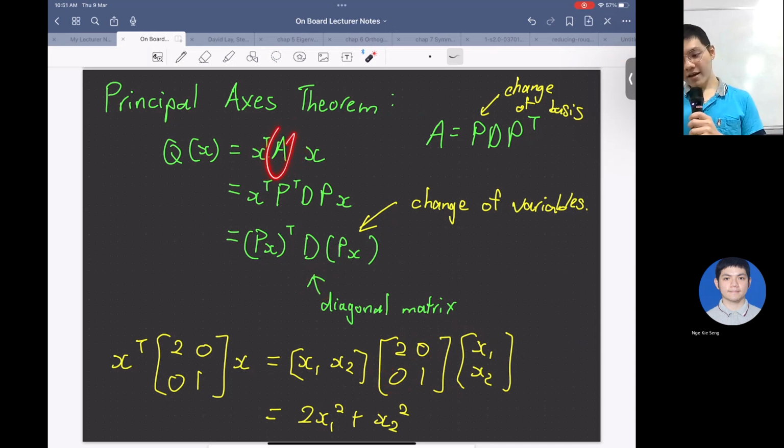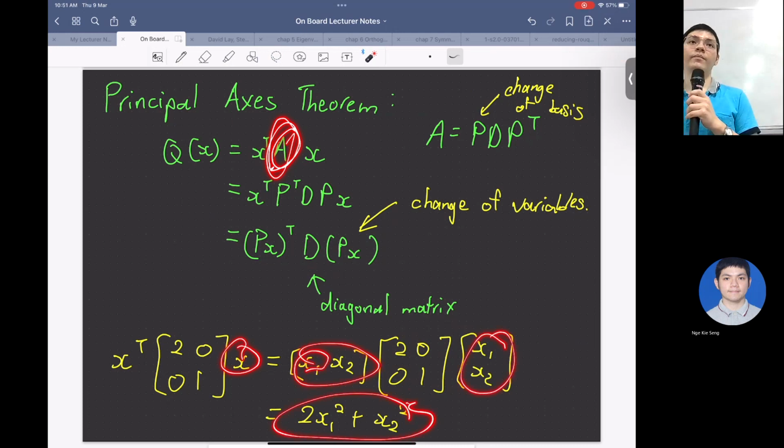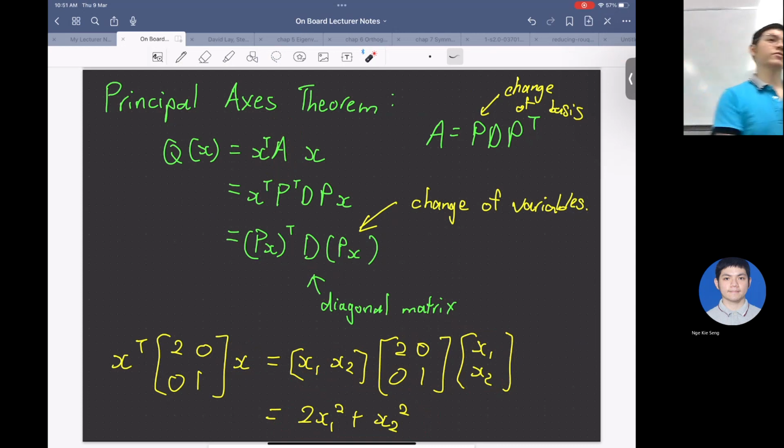But if your A is diagonalizable, you can change your variable such that you get this kind of form. This is the principal axis theorem. You can go and read, I think it's not hard to read. The key point is you can do diagonalization, then change your variable such that your quadratic form is just the sum of xi squared. That's all, nothing special.